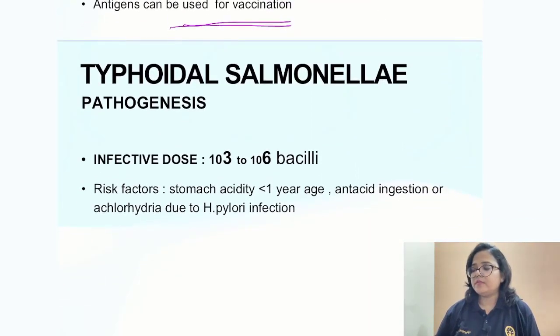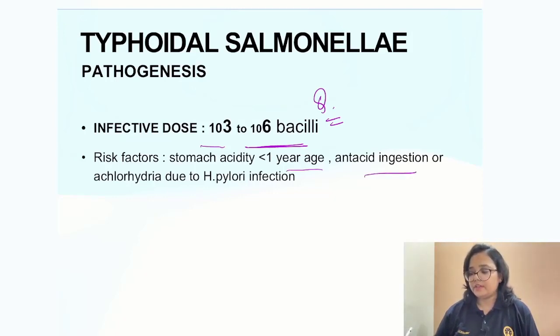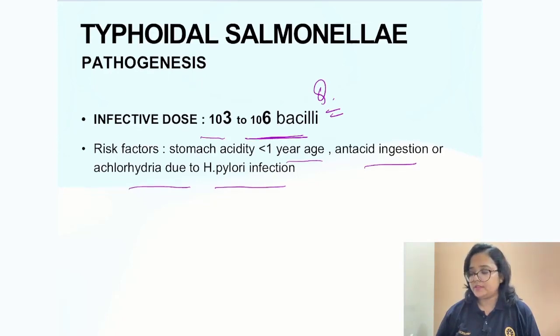Now next we move on to the pathogenesis. What is the infective dose? This is a question that is asked as a multiple choice. It has a very high infective dose, 10 to the power 3 to 10 to the power 6 bacilli. And what is the risk factor? When the stomach acidity is low, age less than 1 year, antacid ingestion, or achlorhydria due to previous Helicobacter pylori infection, the chances of infection by typhoidal Salmonella increase.